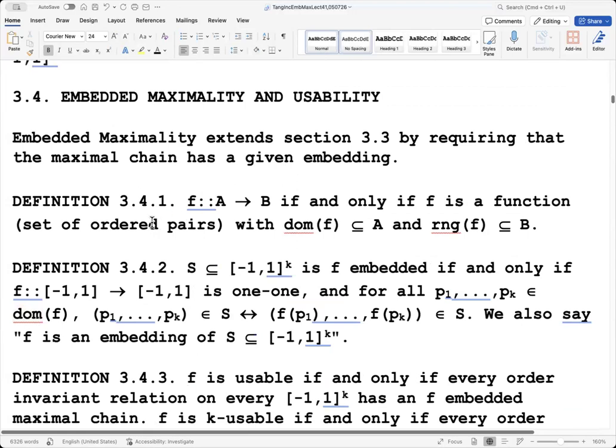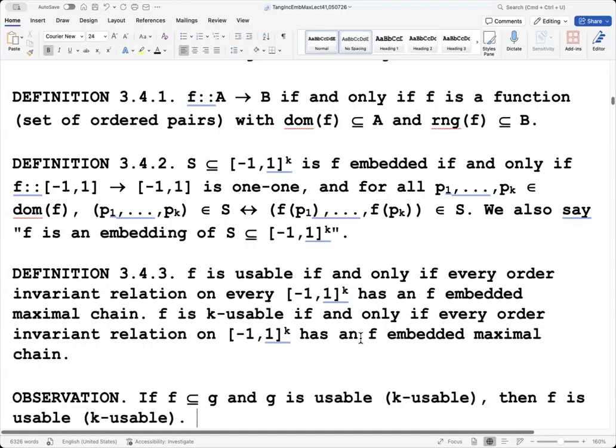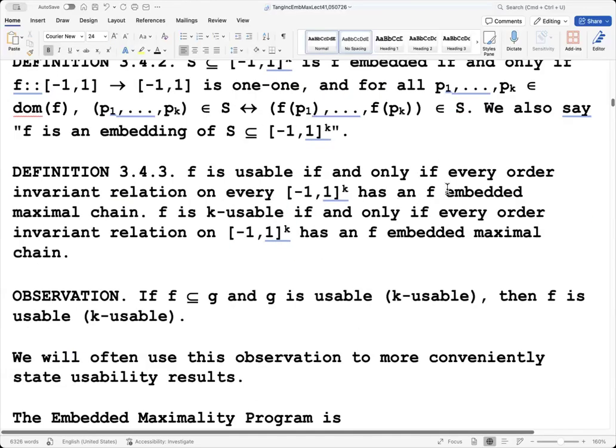which we've been over before. Partial function, that's a double colon. Embedded, what does it mean to be F embedded? We talked about this, it hasn't changed. Usability means that F is usable if and only if every order invariant relation on every -1K has an F embedded maximal chain. That means you can use it all the time. And K usability means you can use it all the time for K dimensions.